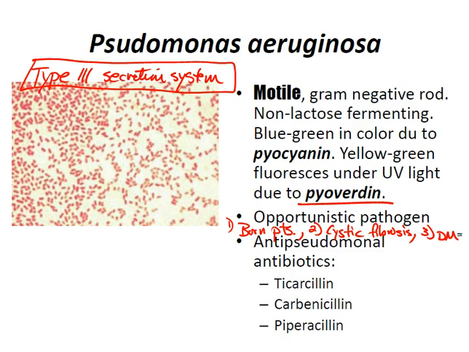Now, the clue for Pseudomonas is going to be somewhere near a hot tub or a swimming pool.